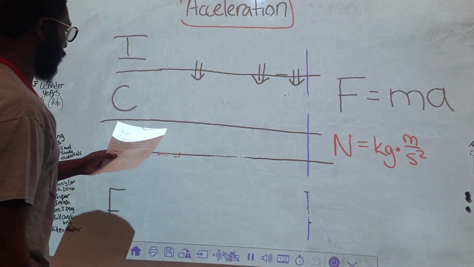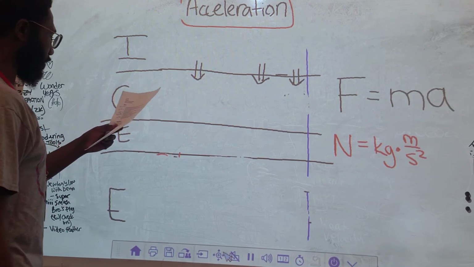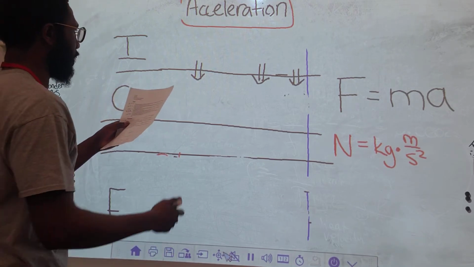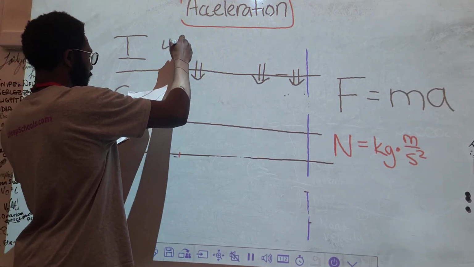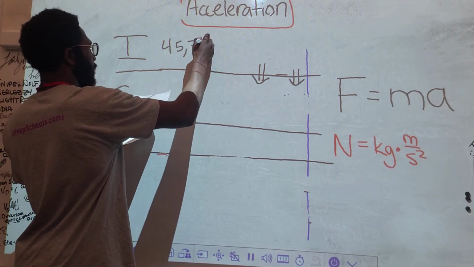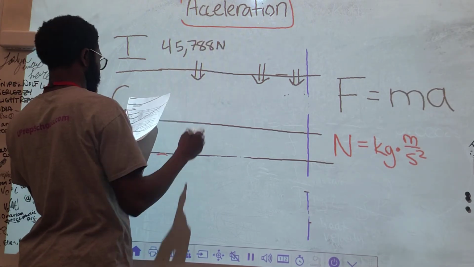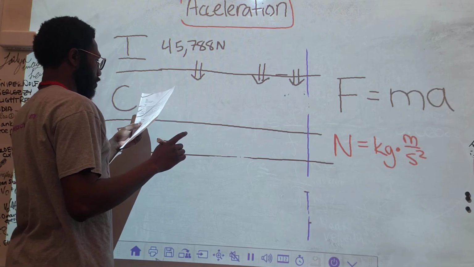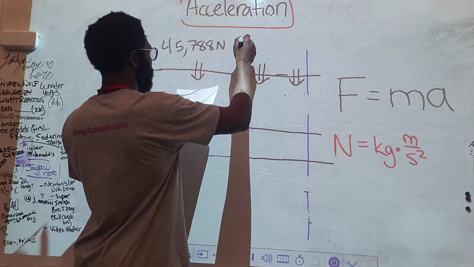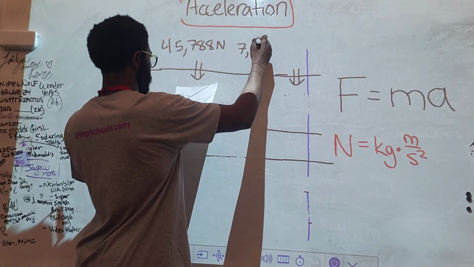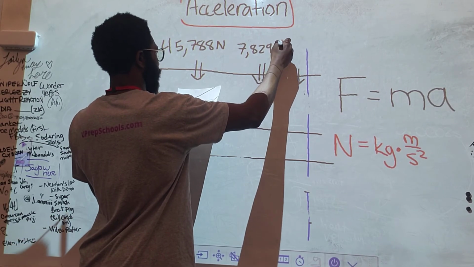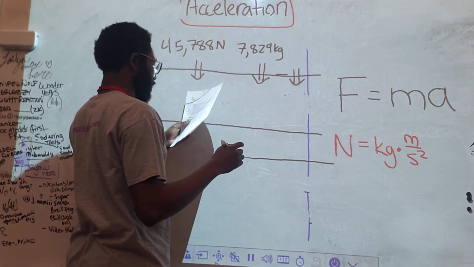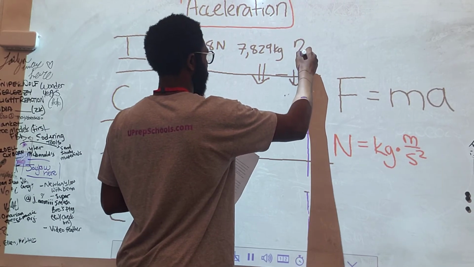Okay, so this problem says the force of a wrecking ball hitting a building is 45,788 newtons. The wrecking ball has a mass of 7,829 kilograms. What is the acceleration of the wrecking ball?